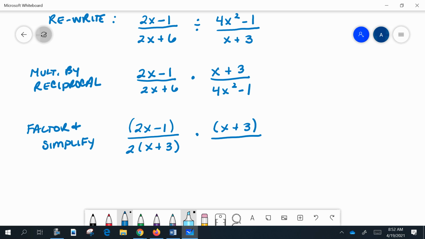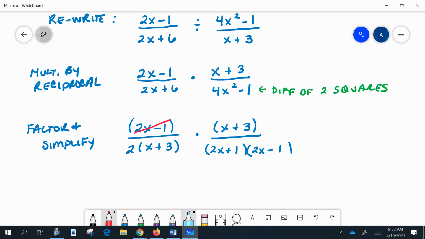And 4x squared minus 1, again, this is the difference of two squares. And so we can factor that into 2x and 2x, and we can split the 1 into 1 and 1, and it always goes plus, minus. Okay? So now comes the simplifying part. What do we see that divides? Well, I see that 2x minus 1 divided by 2x minus 1 equals 1, so that cancels. And x plus 3 divided by x plus 3 equals 1.